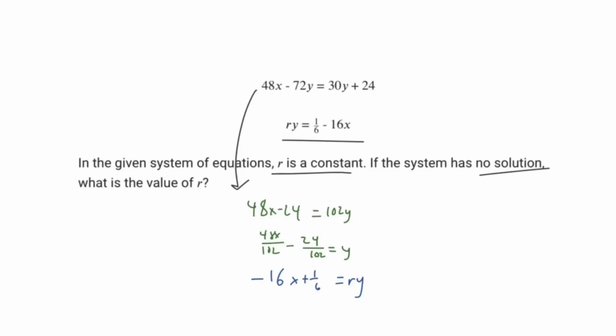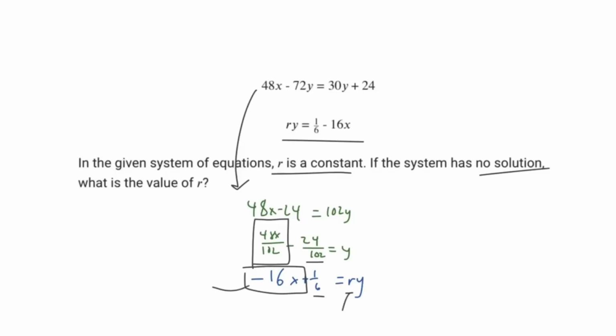This is important because we want to know the actual slopes, right? So our slope here is 48x over 102, and this one over here is negative 16x. And this is important because when you talk about a system with no solution, that means the lines don't intersect. In a system of linear equations, the only way those two lines don't intersect is if they are parallel, right? And how do you get parallel lines? Well, you need the exact same slope, but different y-intercepts. We can see that they have different y-intercepts, but they need the same slope, which they currently don't have, but we can give them the same slope by changing R to the correct value.